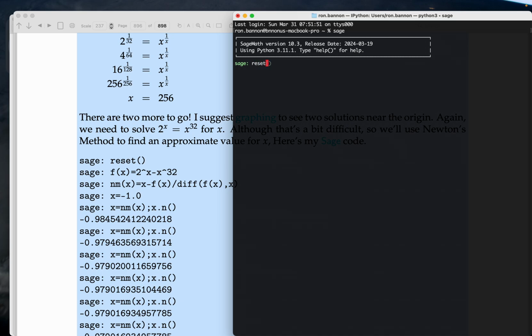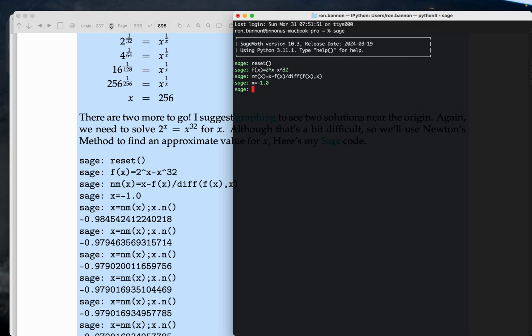First, reset. That kind of clears out anything I got stored. F of x is 2 to the x minus x to the 32, and what we're looking at is roots of the problem, right? We're looking for zeros. And then Newton's method: x minus f of x divided by the derivative of f with respect to x, all right? Then we need to make an initial guess. My initial guess was x equals, I'm going to say, about minus 1. Use a decimal number over there.